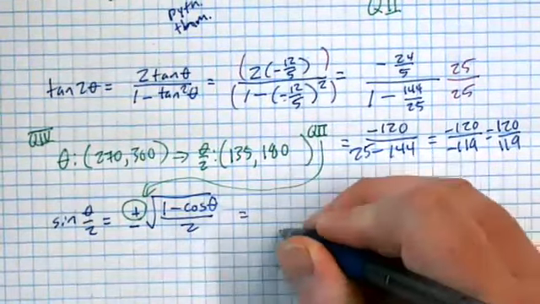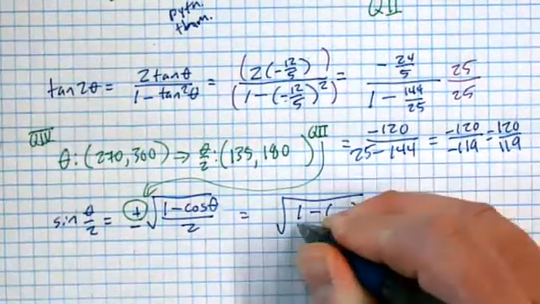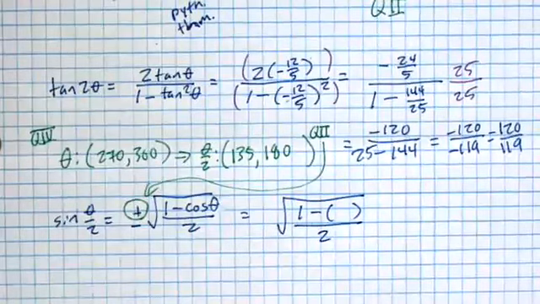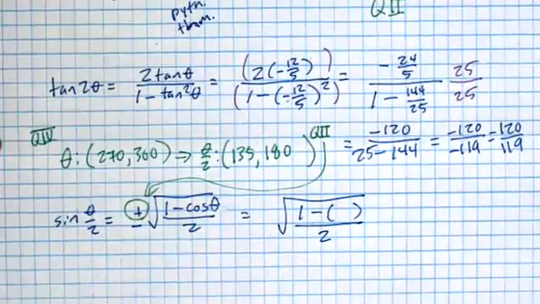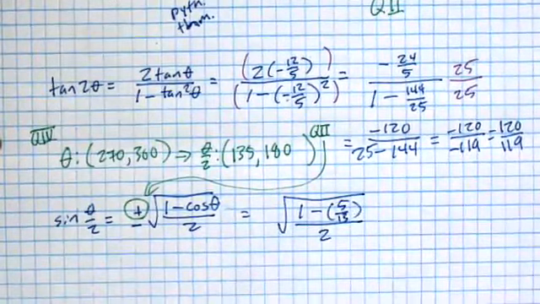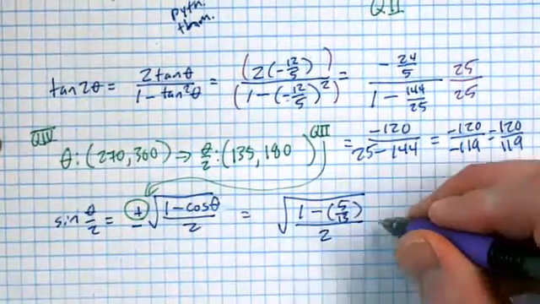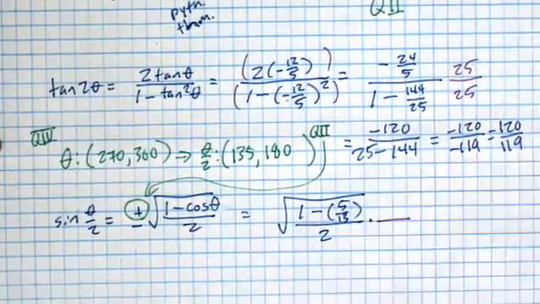So this is the square root of 1 minus the cosine of theta all over 2, but I left out cosine theta because we know what it is. They told us in the problem. It's 5 over 13. And we don't like those fractions inside of fractions. So inside of the radical here, let's bust this up.